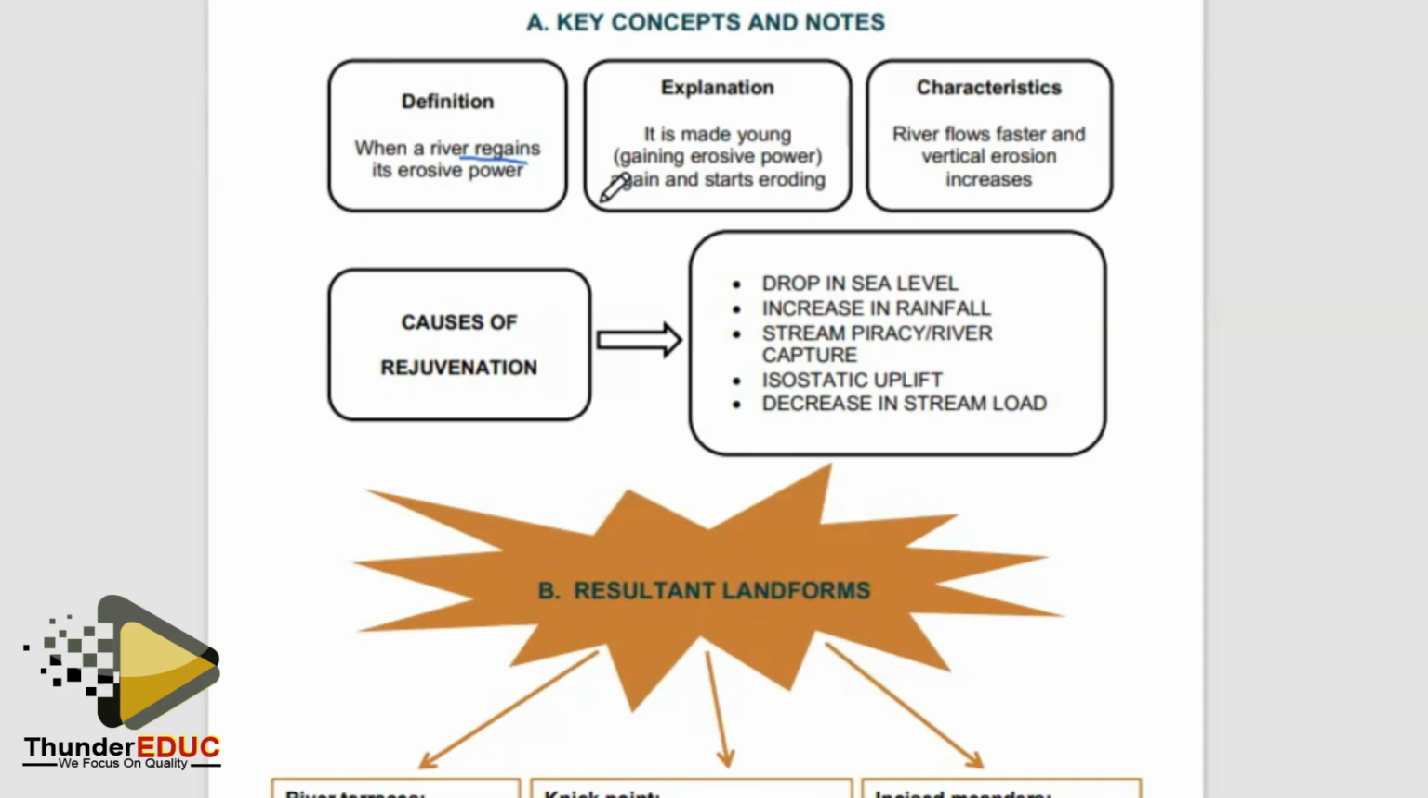Then isostatic uplift. If an area is uplifted, maybe folding has happened, it means the steepness of the landscape is also going to be altered. The river will have to flow over a steeper surface. So the steeper the surface, it also means the velocity of the river is going to increase and apparently is going to cause more erosion. And then lastly, decrease in stream load. If there's less load, it means the river will be flowing faster, and then it's going to cause more erosion.